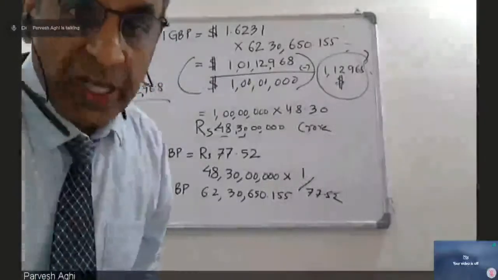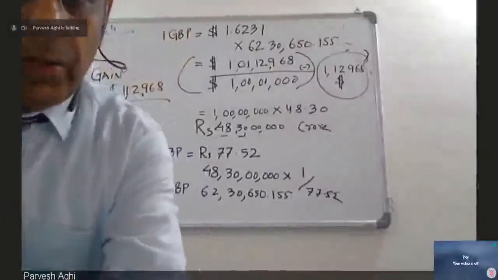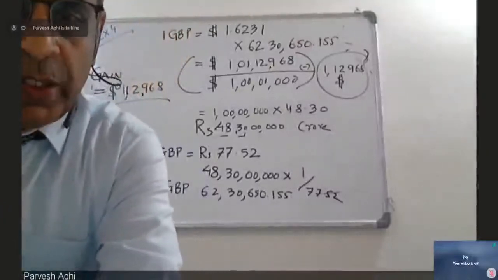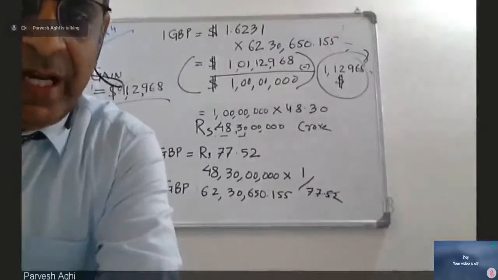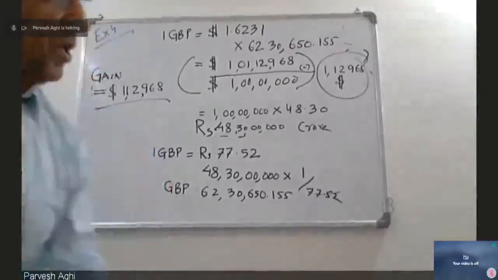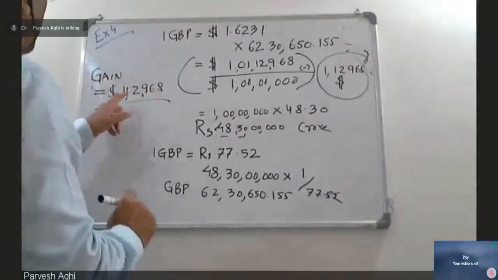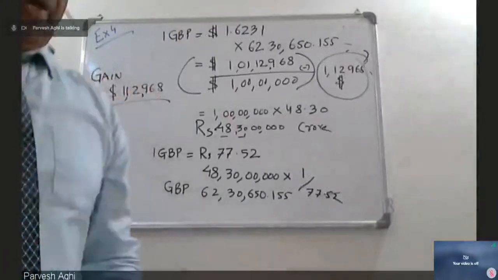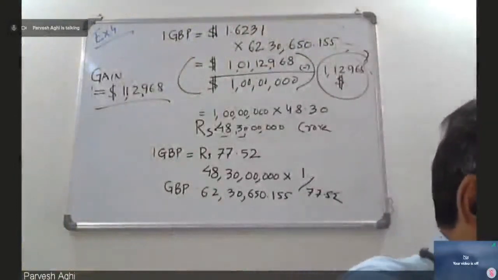So let's see the question again, what he says. The arbitrager has $1 crore, assuming that there are no transaction costs. Explain whether there is any arbitrage gain. Yes, there is a gain from the quoted spot exchange. How much? 1 crore 1,12,968. I hope you have understood this. So let's see any queries you have.